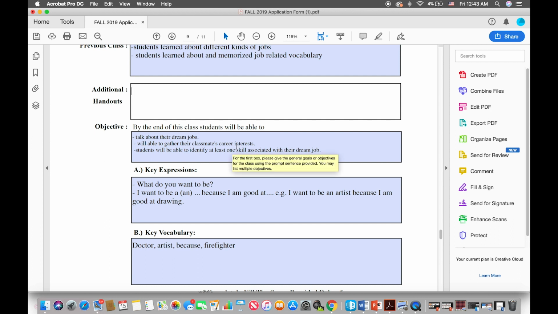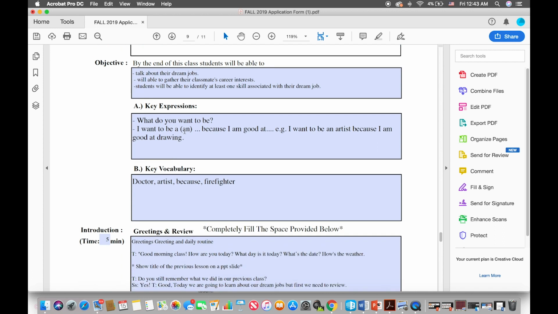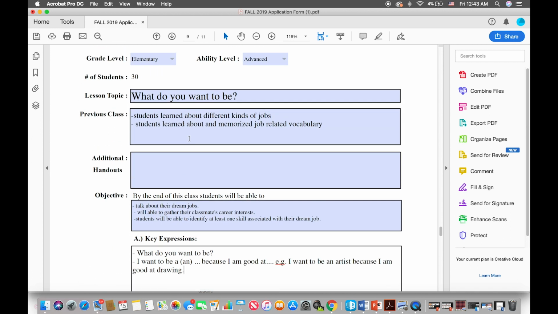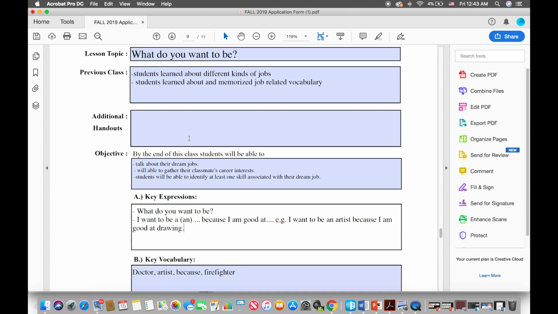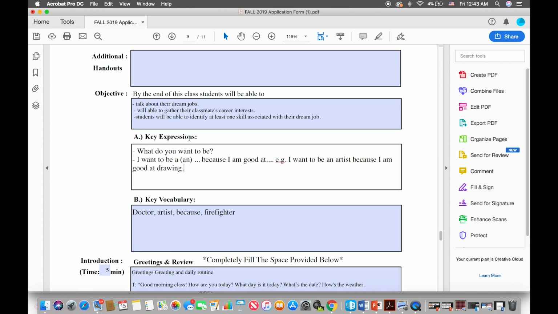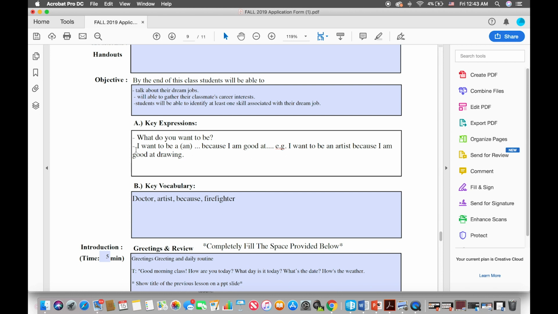They will be able to gather their classmates' career interests, and they will be able to identify at least one skill associated with the dream job. Now, the key expressions for my lesson are, back to my lesson topic, which is: what do you want to be? And the answer for that will be: I want to be a blank, because of blah blah blah. For example, I want to be an artist because I am good at drawing.